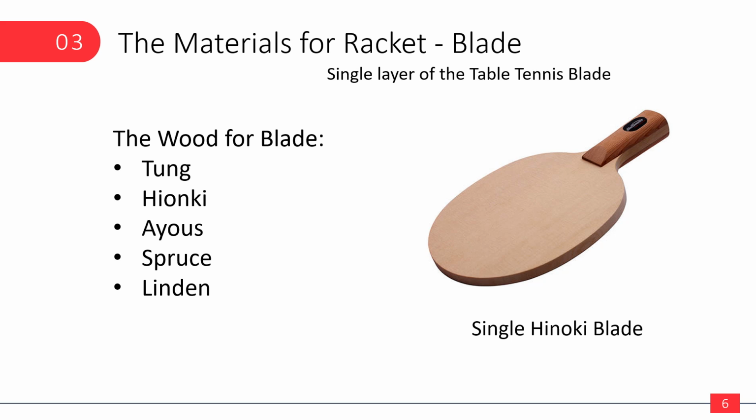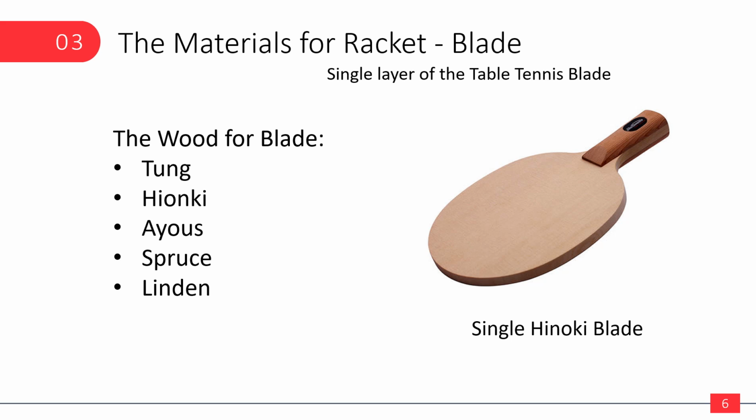Hinoki is a very rare wood with low density, high elasticity and high resistance to chemical solvents and microorganisms. Usually the whole blade is made of this kind of wood. The picture on the right shows a single hinoki blade. Due to the scarcity of this kind of wood, the common single hinoki blades are now made of two or more pieces of wood, but this does not affect its performance.